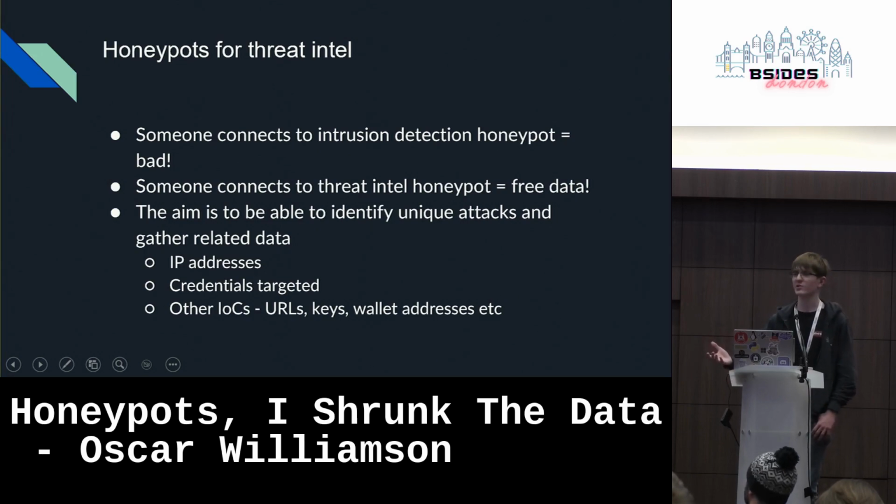So what you want to do is take these attacks, encourage as many of them as possible to connect to you and get information such as IP addresses, what credentials they have used to log into your server, and other things like URLs, keys, wallet addresses, because there's a lot of crypto, etc.